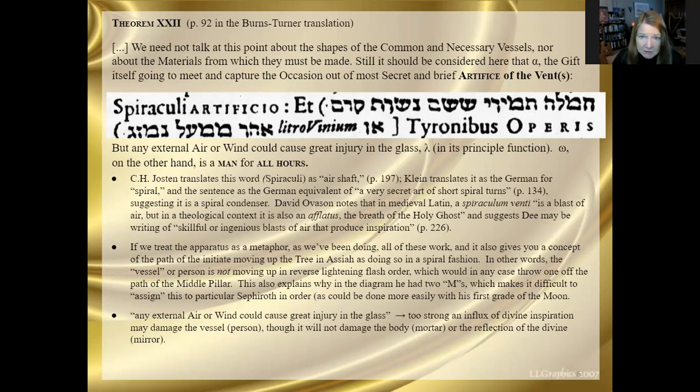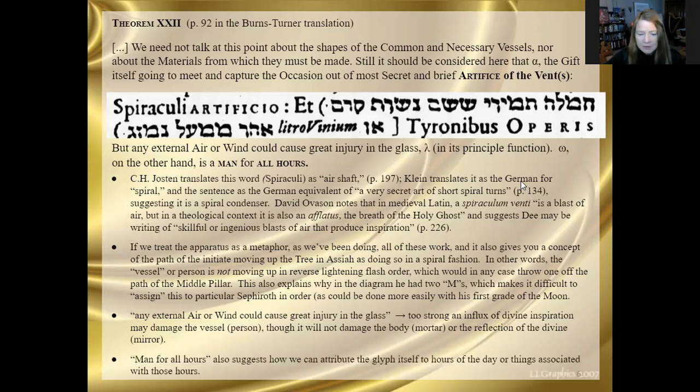So think of this as a metaphor. It works perfectly. And if you have too strong an influx of inspiration or vision or divine light, it can disorient one. But it won't damage the body, which is what he has equated with omega, and the mortar in that mortar and pestle, or a reflecting mirror that reflects the divine. So it works fine with that meaning.